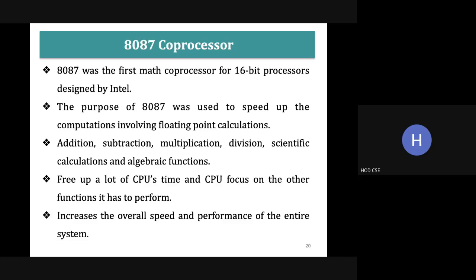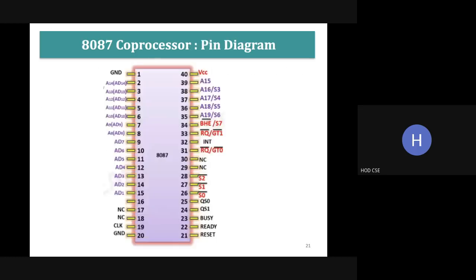And in order to free up the CPU time, when 87 is doing some process, 86 also will be doing some other process. Also, to increase the overall speed and performance of the entire system, we go for this 8087 processor.